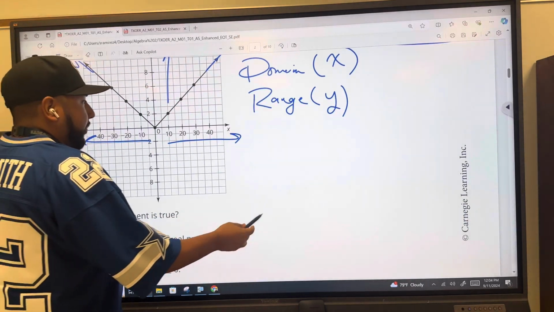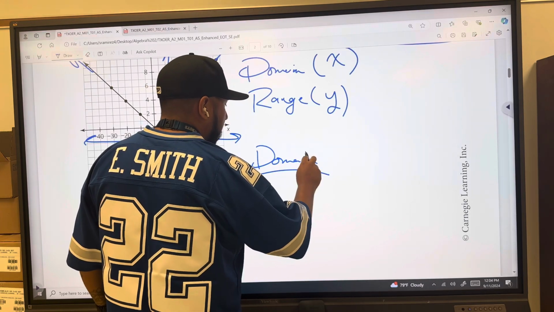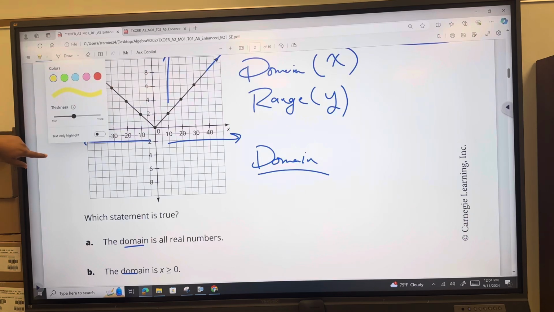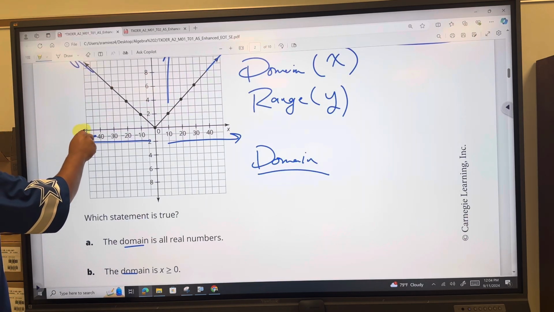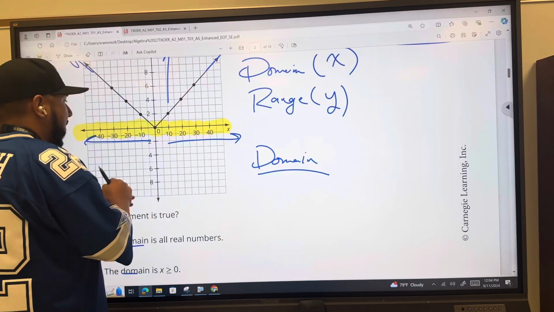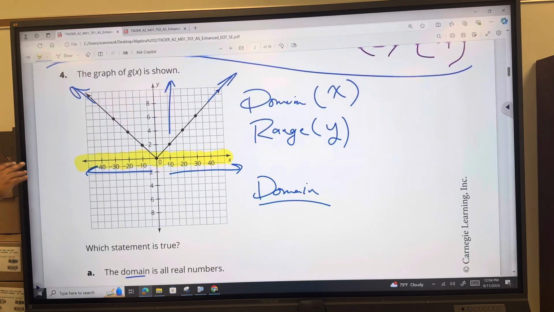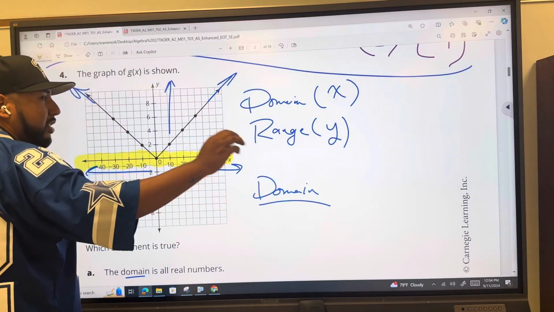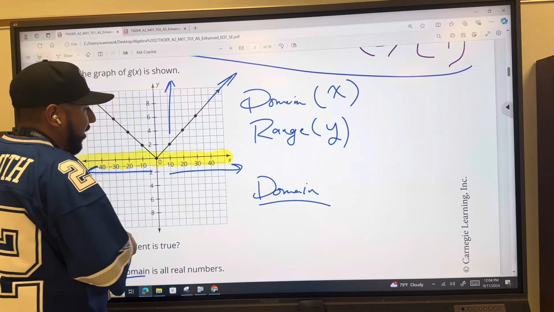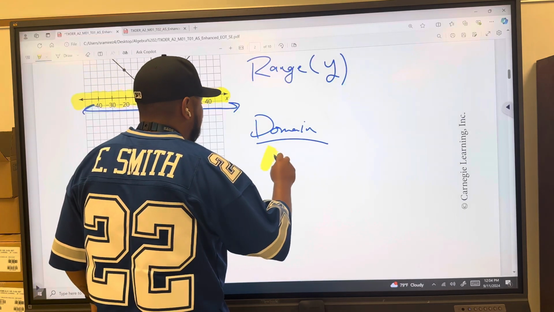Here we go. So for domain, I'm analyzing domain, looking only at the x-axis. Not looking at the y, I'm only looking at the x numbers. And I see that this graph is going on forever and ever. It's not being restricted. It's touching all of my x values. They're my children, they're my students.